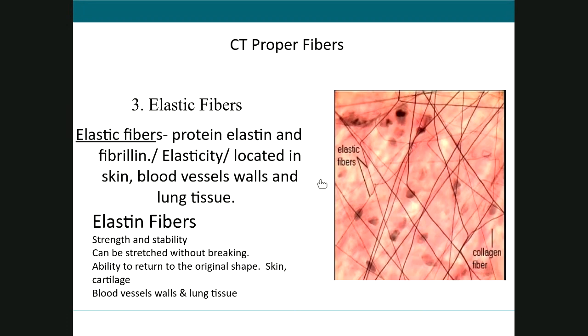Elastic fibers, histologically, appear very thin. You see thin tissues versus the thicker, unbranched tubes that are the collagen fibers. So elastic fibers have the protein elastin and fibrillin, and they provide elasticity. What does elasticity mean? That you could stretch it out and it's going to come back to its original shape without tearing. So where do we have this? In skin, blood vessels, and the walls of lung tissues.